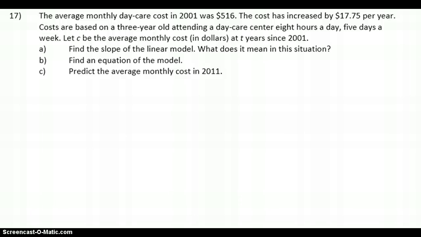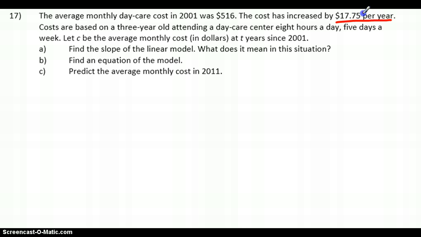The average cost of daycare in 2001 was $516, and the cost has increased by $17.75 per year. The cost is based on a 3-year-old attending 8 hours a day, 5 days a week. So I want to first find the slope of the linear model, and the slope is actually written for me right here.